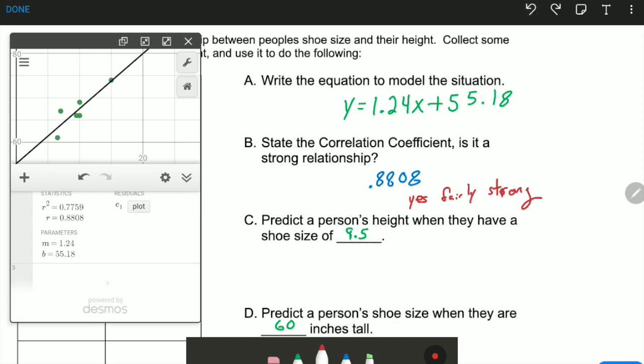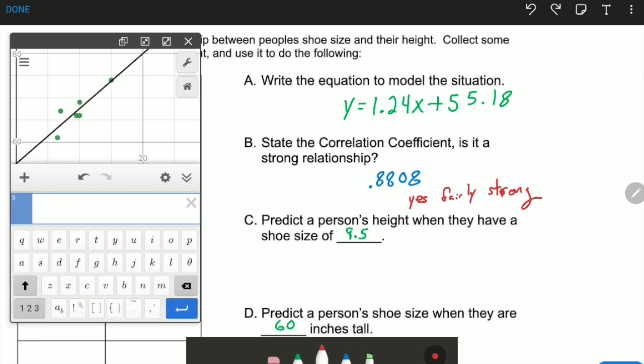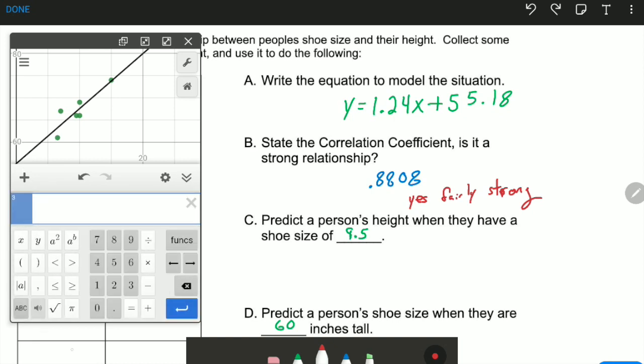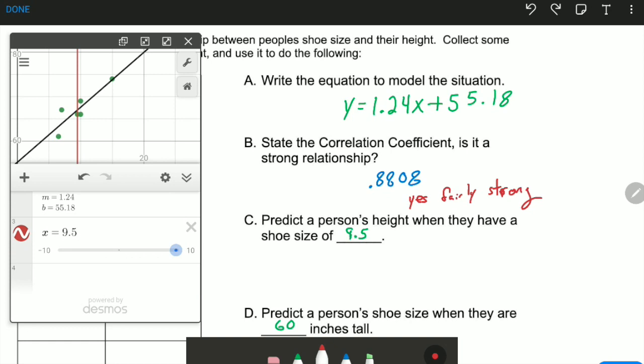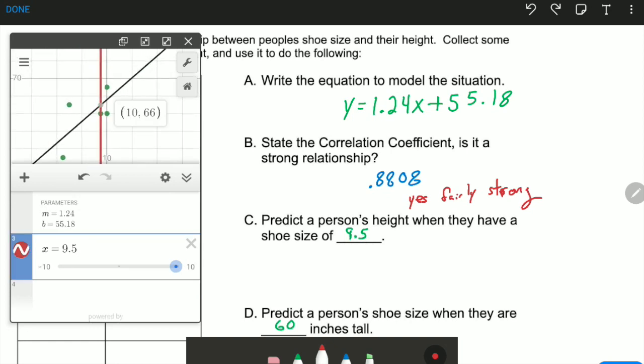Or, because we are using Desmos, we can take advantage of it. Since 9.5 is the x value, I'm just going to type in x equals 9.5. And then just like we've done in the past, we're going to find the intersection, which is right there. There we go. Since we stated the x value, the y value is what we're actually looking for. So the person's height will be about 66.96 inches, or about 67 inches.